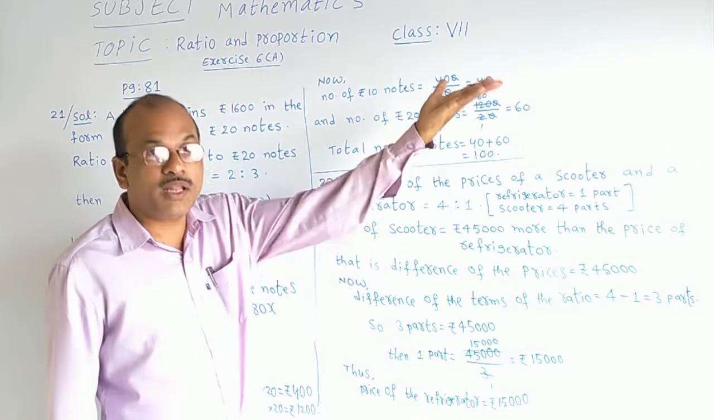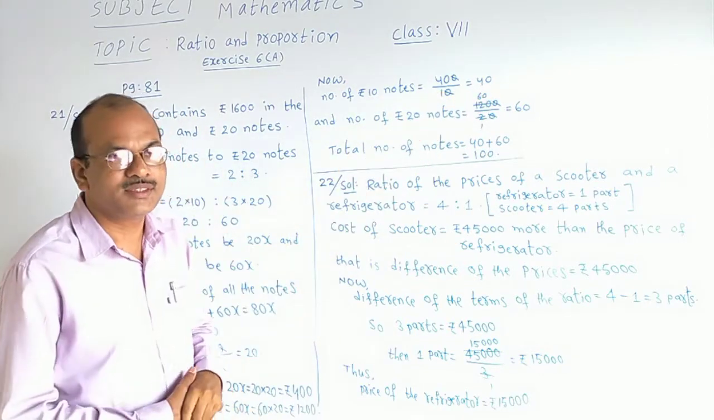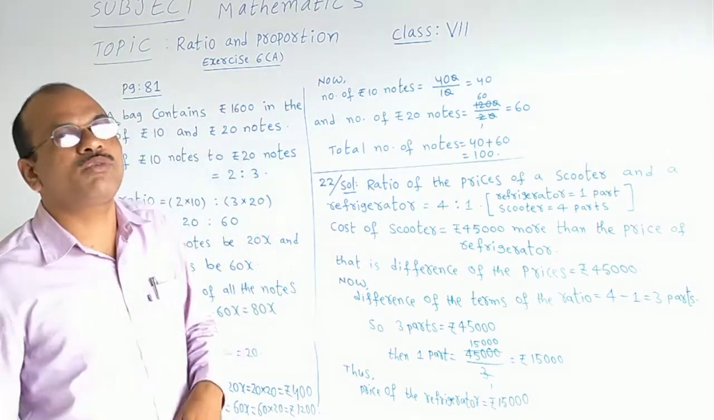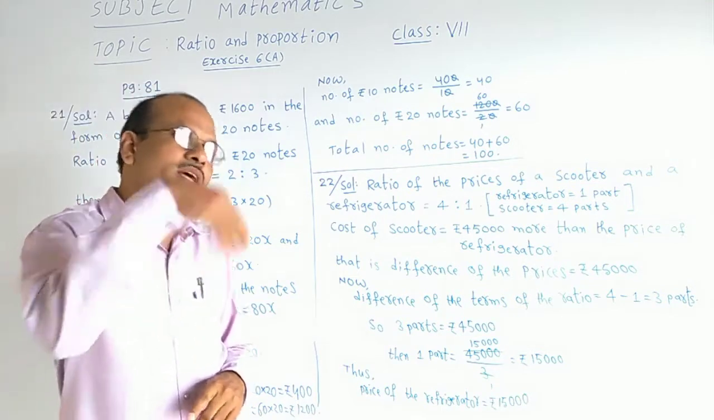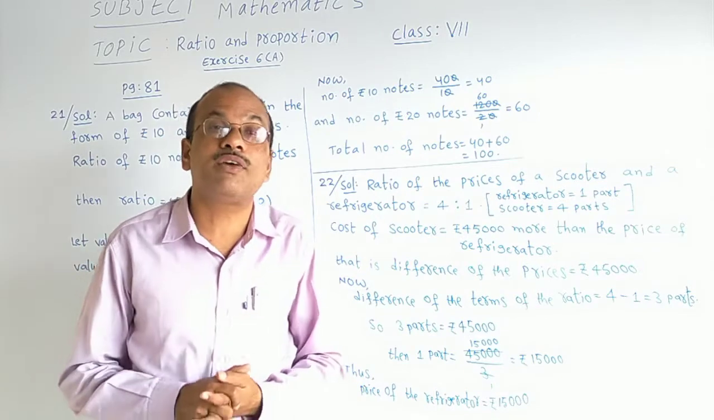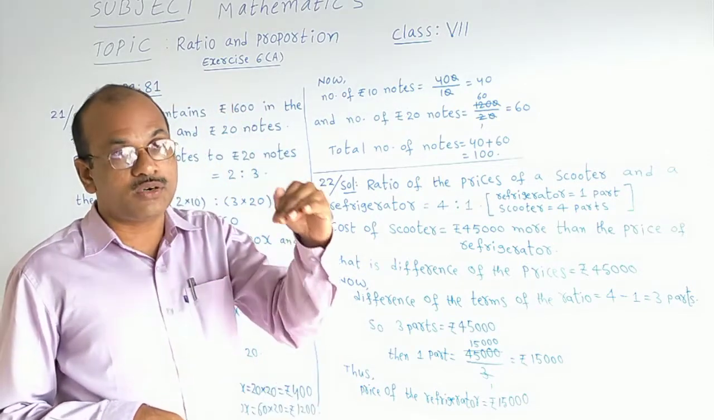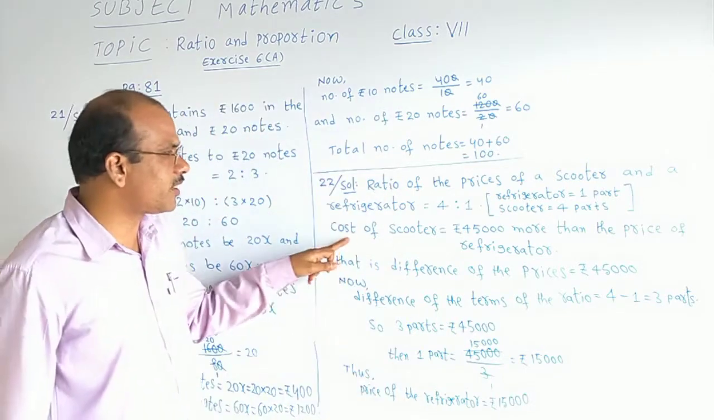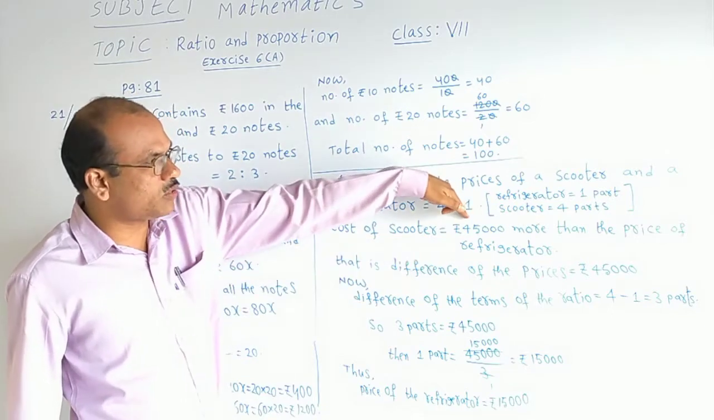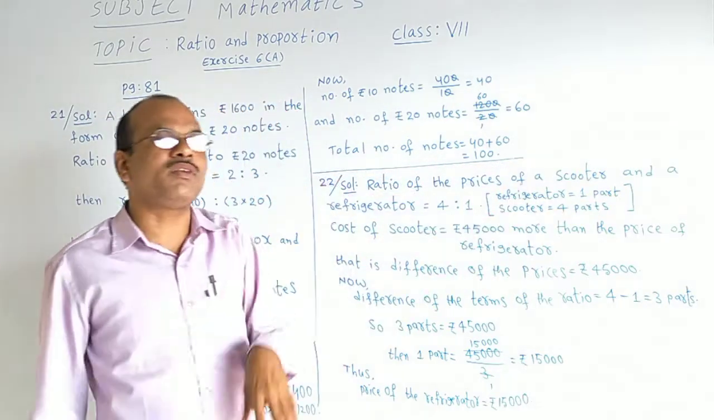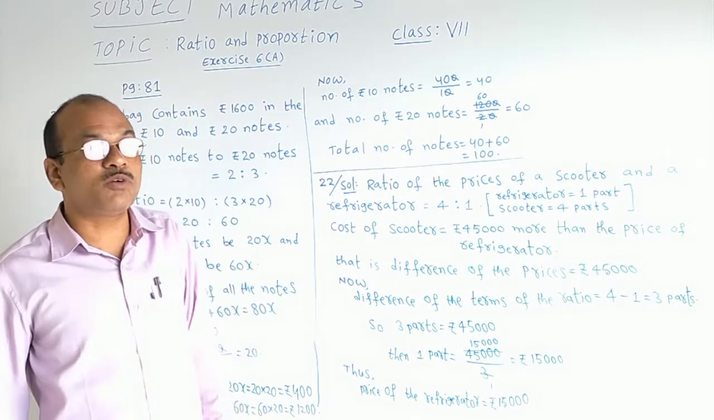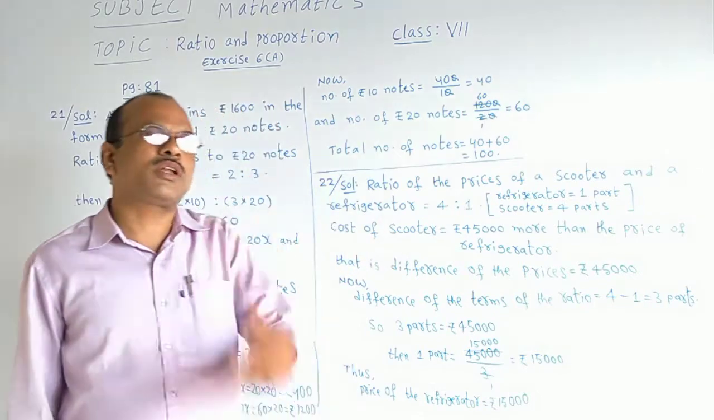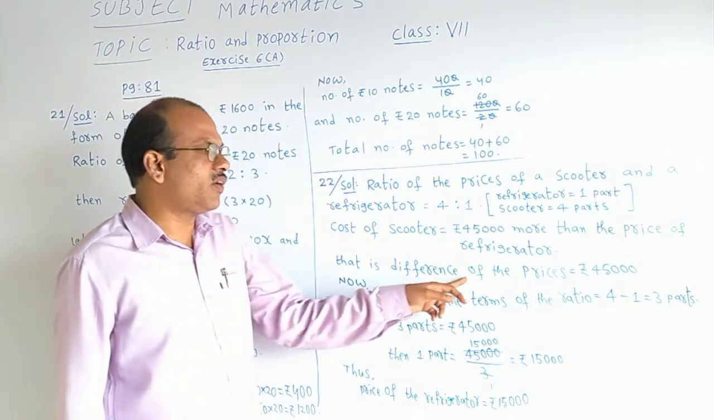Afterwards he said the cost of the scooter is given as 45,000 rupees more than the cost of the refrigerator. Scooter value is not 45,000. The value of the scooter is nothing but more than the refrigerator. How much more than the refrigerator's value? 45,000 rupees more than the value of the refrigerator. That is, the cost of the scooter is equal to 45,000 rupees more than the price of the refrigerator. That means which cost is more, the refrigerator cost or the scooter's cost? Scooter cost only is more. That is the difference of the prices.